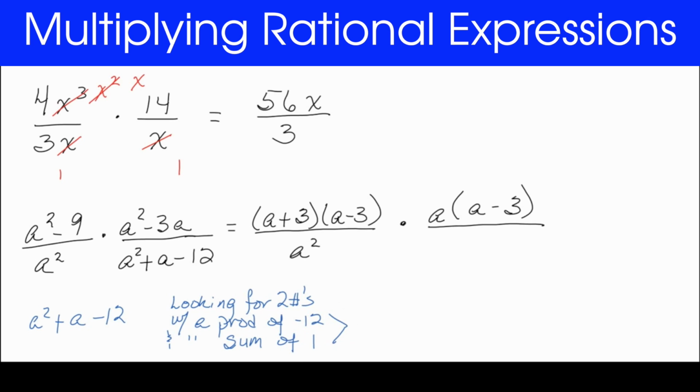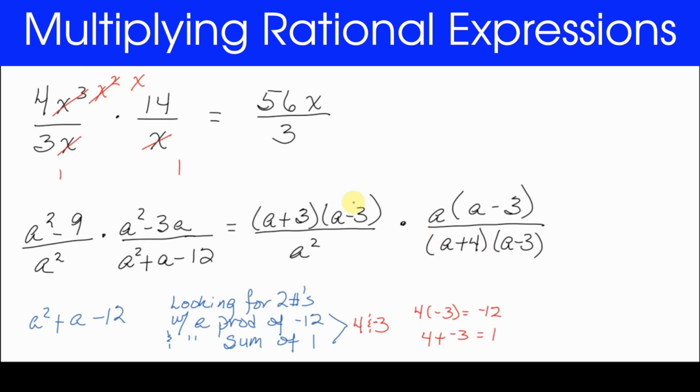If we look closely, those two numbers are going to be 4 and -3. That's because 4 times -3 is -12, and 4 plus -3 is +1. So that factors into a plus 4 times a minus 3. Now we're ready to cancel out common factors.